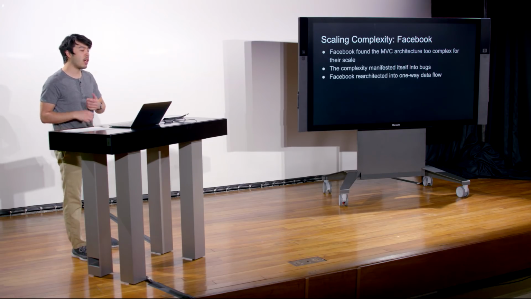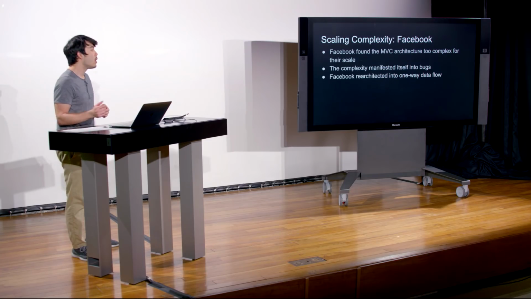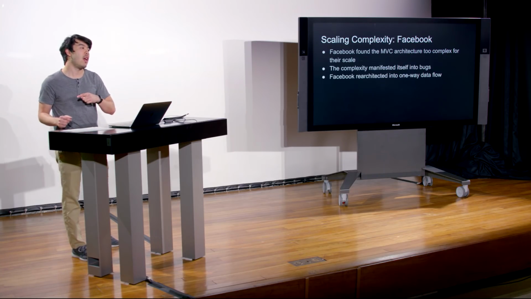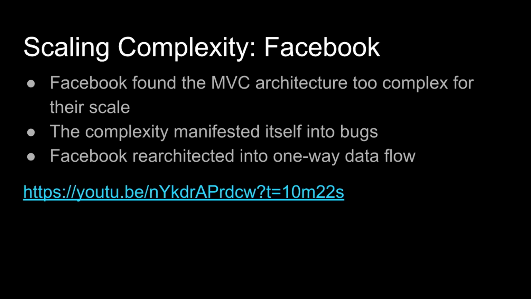And so what they did is they re-architected everything into a single direction data flow. And so data only comes in from one direction, and there's only one way to update that data. And how did they do that? Well, if you want to see additional background into this problem, you can watch this YouTube video by Jing Chen, and they talk about exactly what the bug was and why they created this new architecture. And so this new architecture was called Flux.